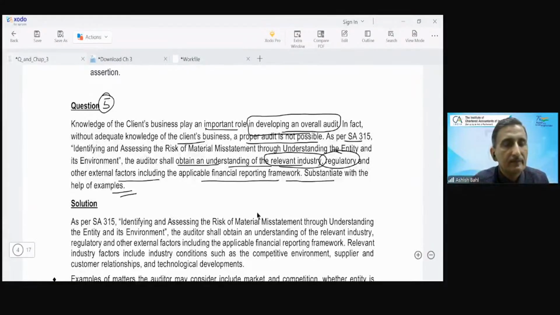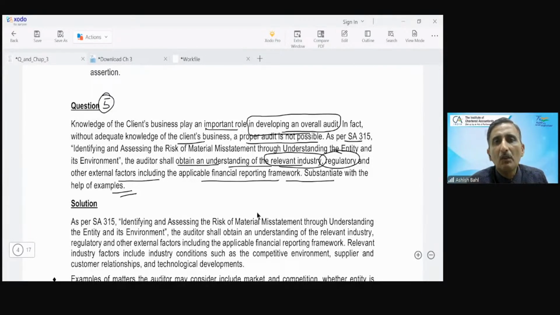Yes, you are right. Although these are not in proper order, first is control environment, second is entity's risk assessment process, and control activities, monitoring of controls, and third one is information systems and related business processes, probably which you have not written.